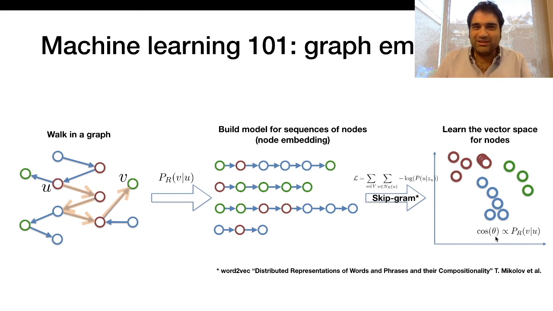So a bit of math here. If two vectors are very similar, the cosine between those two vectors will tend to be one. So actually we can use this cosine value as a similarity measure.